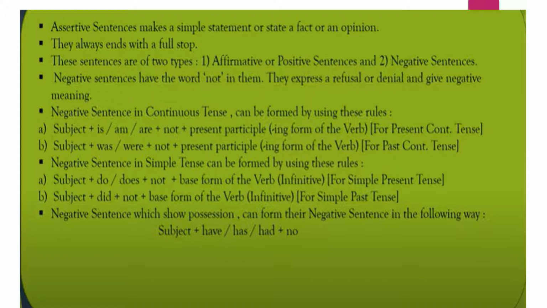Negative sentences in simple tense can be formed by using these rules. For simple present tense, subject plus do or does plus not plus base form of the verb. For simple past tense, subject plus did not plus base form of the verb. Negative sentences which show possession can be formed in the following way: subject plus have, has or had plus no.